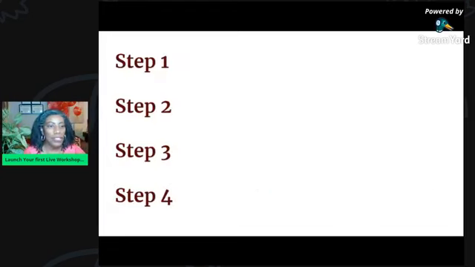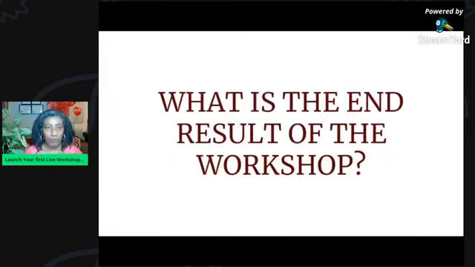And then you're just going to do it step by step. Step one, you're going to write it down. What steps do you need to take? Okay, step two, step three, step four. These are your action steps. Now, what is the end result of the workshop? That is very important, because at the end of the workshop, there has to be a particular result.